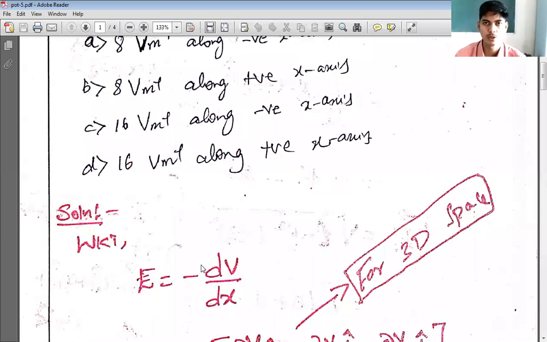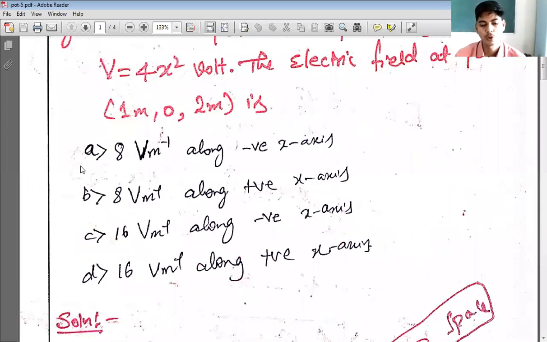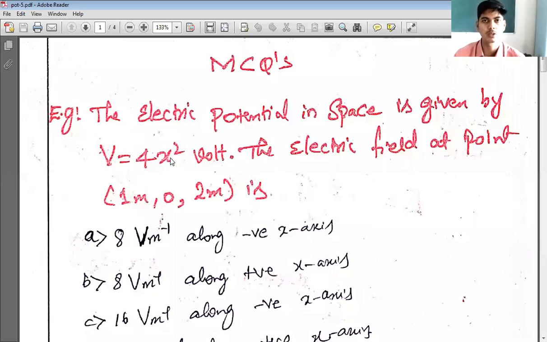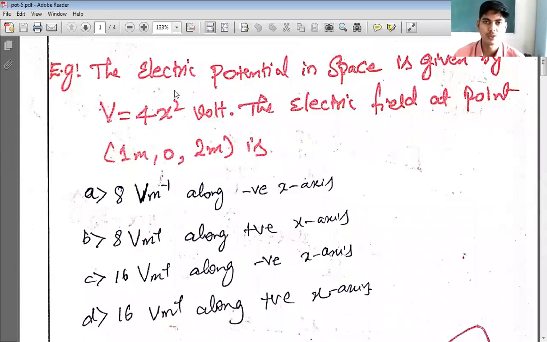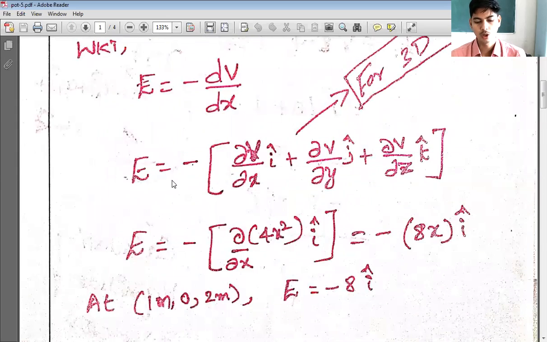This equation can be used only when potential is a function of x coordinate of the position. If potential is a function of x and y coordinates, or if potential is function of x, y, and z coordinates of position, you have to make use of the relationship E is equal to minus ∂V/∂x into i cap plus ∂V/∂y into j cap plus ∂V/∂z into k cap, with the negative sign. This negative sign should not be left out.